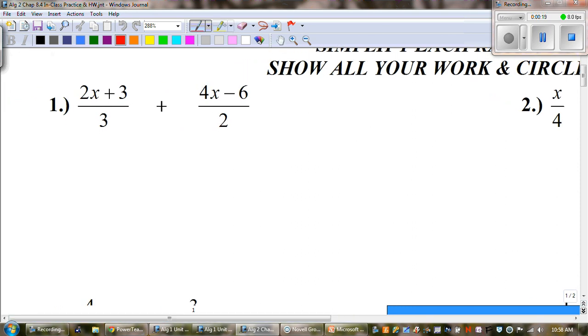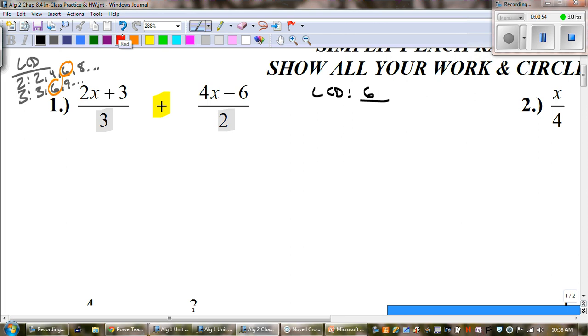So we have to add, but let's take a look at our denominators. They're not the same. How do I make them the same? Well, I need to find an LCD. Now, if you don't know it off the top of your head, you have to list the multiples and find the lowest number they both have in common. Okay, so our LCD is 6.